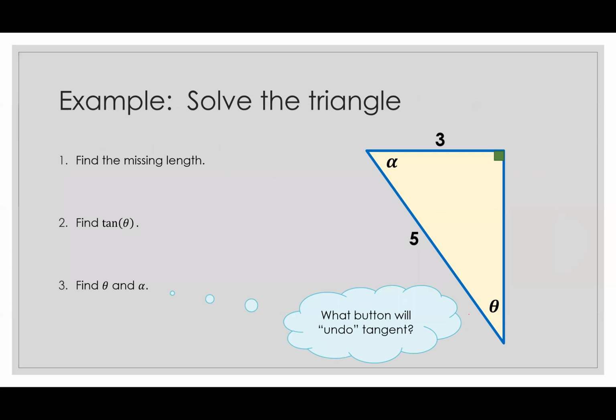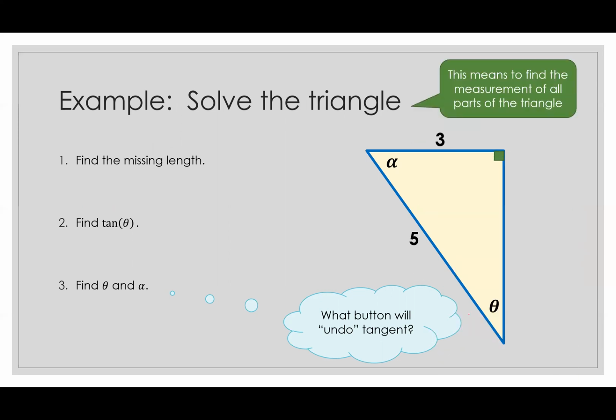Okay. What we want to do next is to take a look at this example here. Solve the triangle. What does that mean? That means to find the measurement of all the parts of a triangle, meaning find all the angles and find all the lengths. Okay. So first, let's find the missing length. Okay, now this is a right triangle. So we know Pythagoras would say leg 1 squared plus leg 2 squared equals the hypotenuse squared, right?